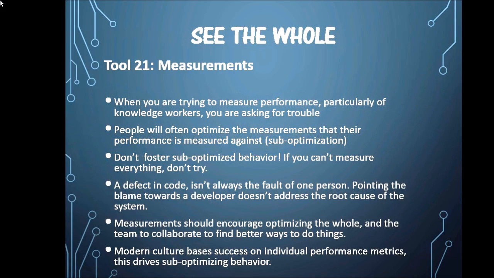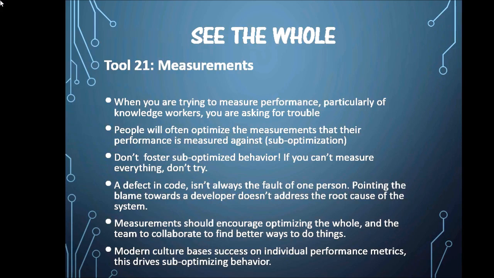The tool number 21, measurement. This is the first tool for the seventh and final principle. When you are trying to measure performance, particularly of knowledge workers, you are asking for trouble. People will often optimize the measurement that their performance is measured against: sub-optimization. Don't foster sub-optimization behavior. You can't measure everything, so don't try.